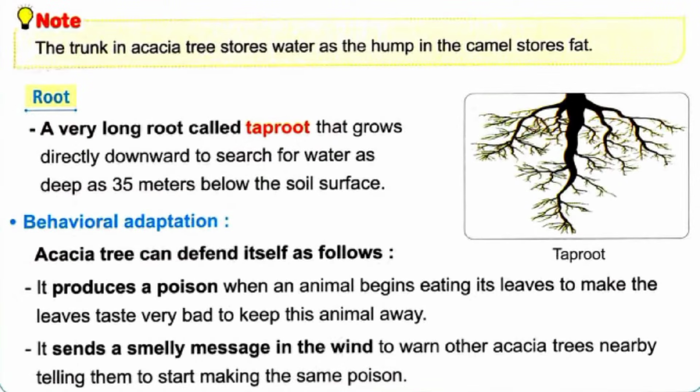Second, behavioral adaptation. Acacia tree can defend itself as follows. It produces a poison when an animal begins eating its leaves to make the leaves taste very bad to keep this animal away. It sends a smelly message in the wild to warn other acacia trees nearby, telling them to start making the same poison.